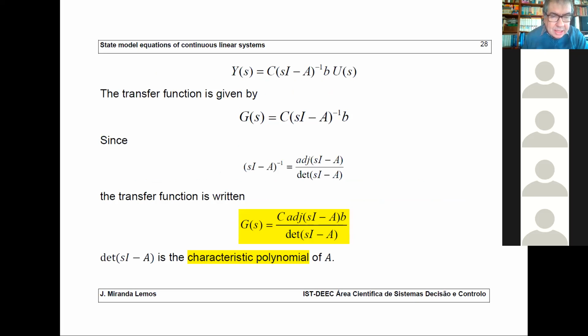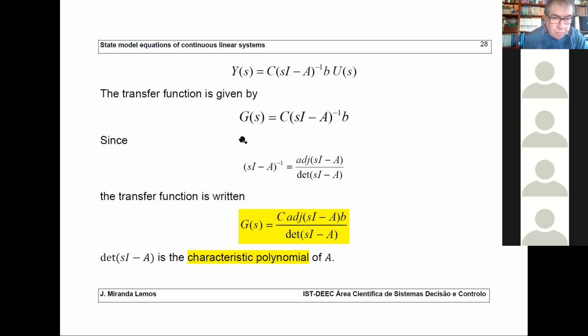Now, let me tell you some exercise. First, if u and y are scalar, the transfer function must be a scalar function of S. So C is a row vector. Then you have a matrix, which is this inverse of SI minus A. And then you have a column vector. If you multiply this matrix by the column vector, you get a column vector. So you have a row vector, C, times a column vector. If you multiply a row by a column, you get a scalar. So this is a scalar. Be careful with the dimensions.